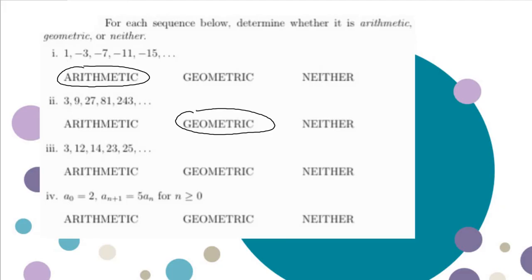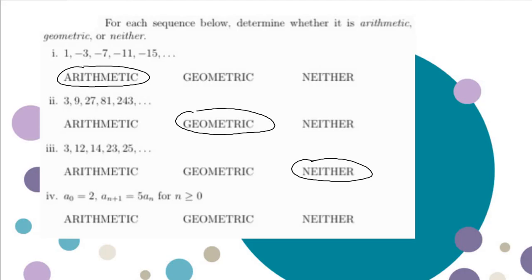What about our next one? Geometric. Is it? So to get from 3 to 12, we had to multiply by 4. But to get from 12 to 14, did I also multiply by 4? No. To get from 3 to 12, I could also add 9, but did I add 9 to get to 14? No. So it's neither. There could be some sort of rule, we just don't know what it is, but for us, we only care about the first two.